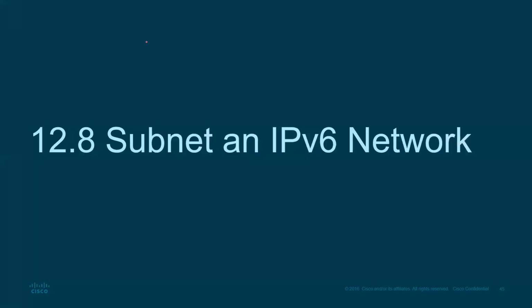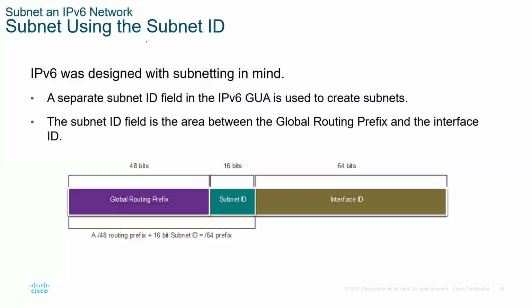Right, subnetting in IPv6. You realize at this level we actually don't need to subnet, but if we ever need to subnet, this is how we do it. The reason why we don't need to subnet is because of how many network addresses there are: 2 to the power of 64. That's a lot. But if we ever need to subnet, it's very easy.